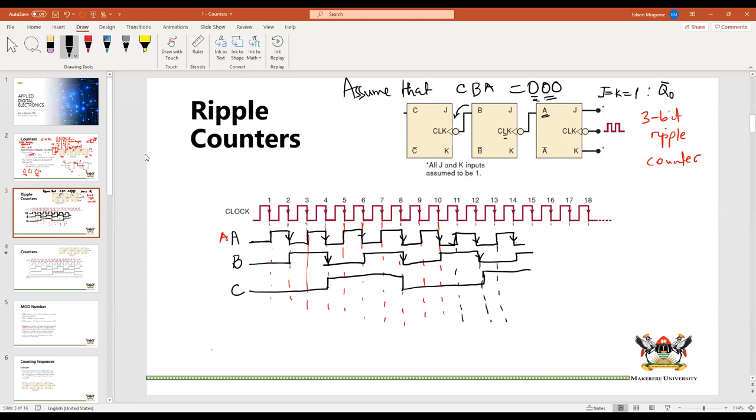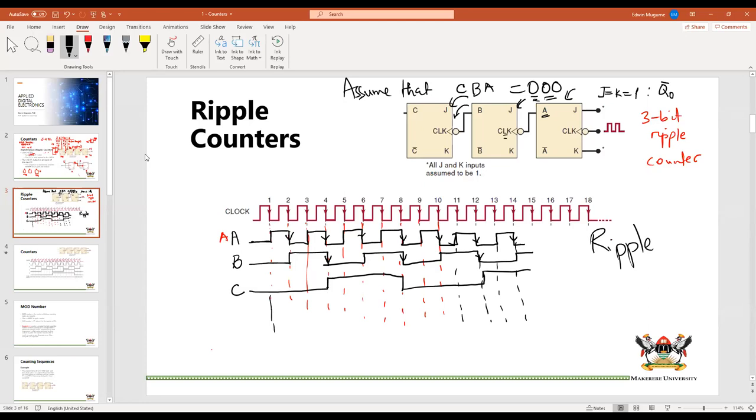The reason why we call this a ripple counter is because you can see that these outputs are changing at different times. It's sort of creating a ripple. This one changes, then after some time it forces that one to change, and then after some time it also forces that to change. It's almost like a ripple.